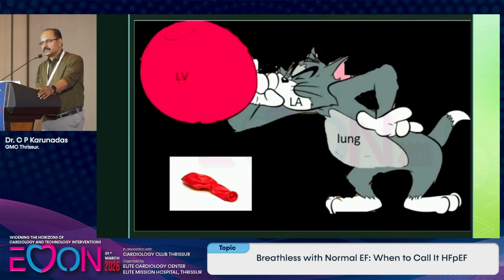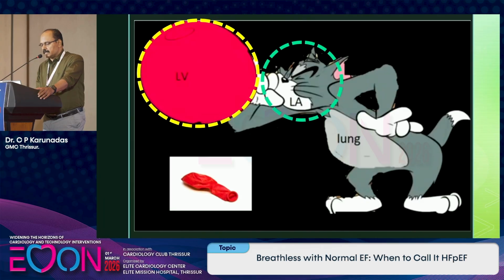Let us have a look at this cartoon, Tom blowing up the balloon. The balloon is the LV. Tom's mouth is the LA and his lungs are the lungs. So whenever the balloon is very stiff, you will have to blow very hard, or the pressure in the LA will go up and the LA will dilate, and this will be transmitted to the lungs so that they become dyspneic and they develop all the features of heart failure. So it's essentially the non-compliance of the ventricle that leads to all these problems.